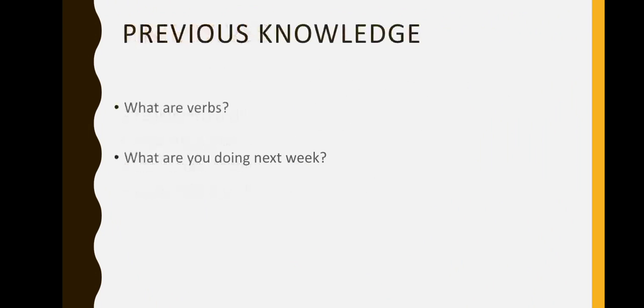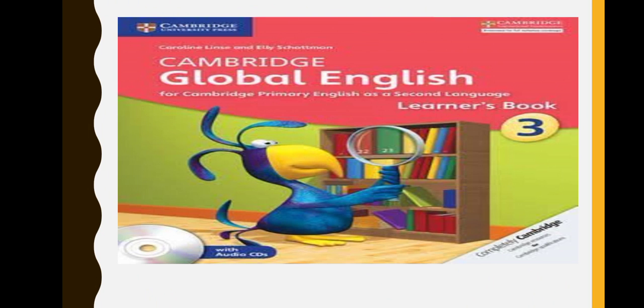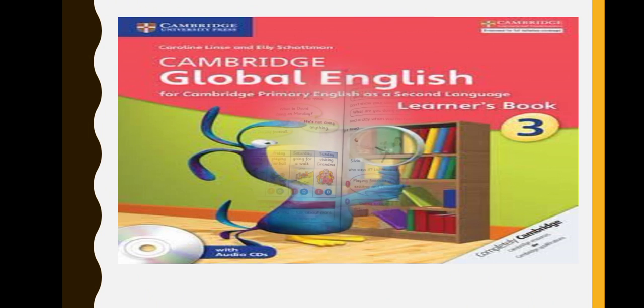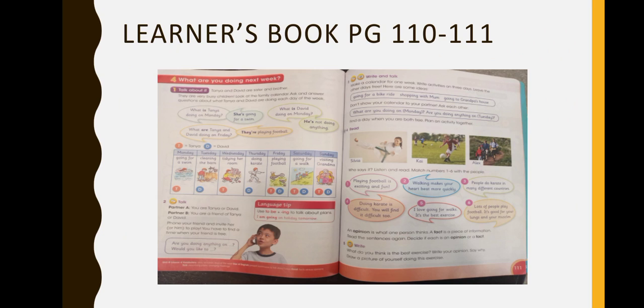So now let's have previous knowledge questions. What are verbs? And next one, what are you doing next week? So now time to open the learner's book page 110 to 111. And let's see how Tanya and David are planning their calendar. Tanya and David are sisters and brothers. They are very busy children.